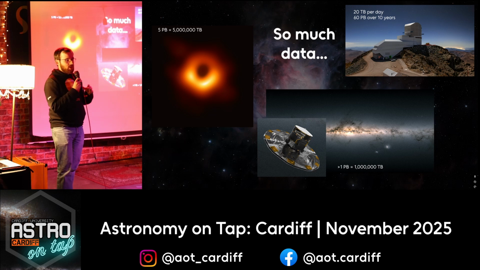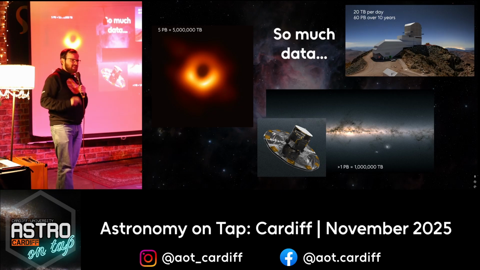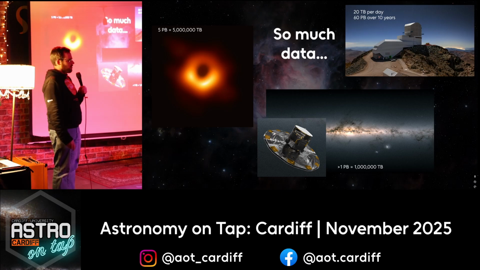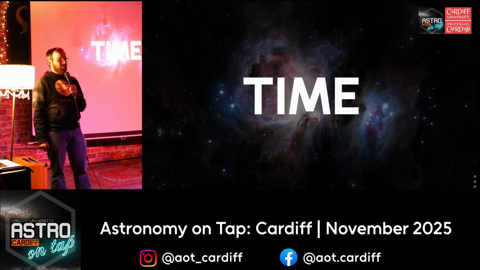And Vera Rubin Observatory, up in the top right, that's down in Chile, and it's doing about 20 terabytes a night, so that means about 60 terabytes over the next 10 years. It's a lot of data. But we have one problem in astronomy, it's time.